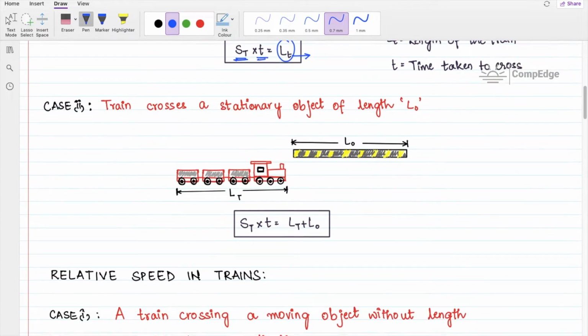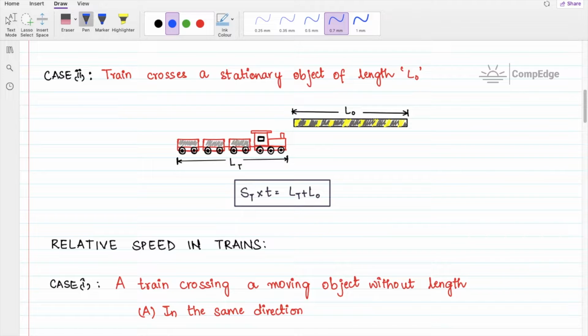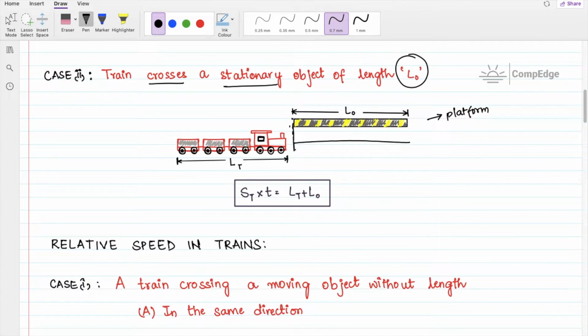Coming to case number 2, when a train crosses a stationary object of length LO, suppose a platform of length LO. In this case, the tip of the train, the starting point of the train, starts here. It has to cross the entire LO and then cross its own length also.